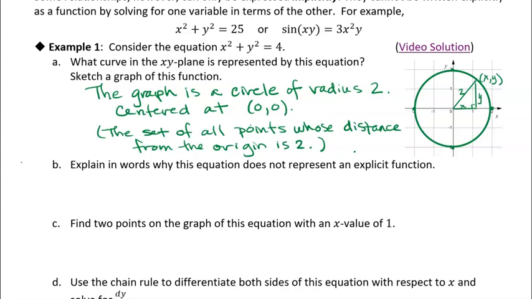It's not an explicit function because we can't solve for y in terms of x. If we tried to do that, we could get y squared is equal to 4 minus x squared, right? But then when I take the square root of both sides, I would get y equals the positive square root of 4 minus x squared, but I'd also have to keep in mind that that could be negative, so I could have the negative square root of 4 minus x squared. So y cannot be expressed explicitly as a function of x. Okay.